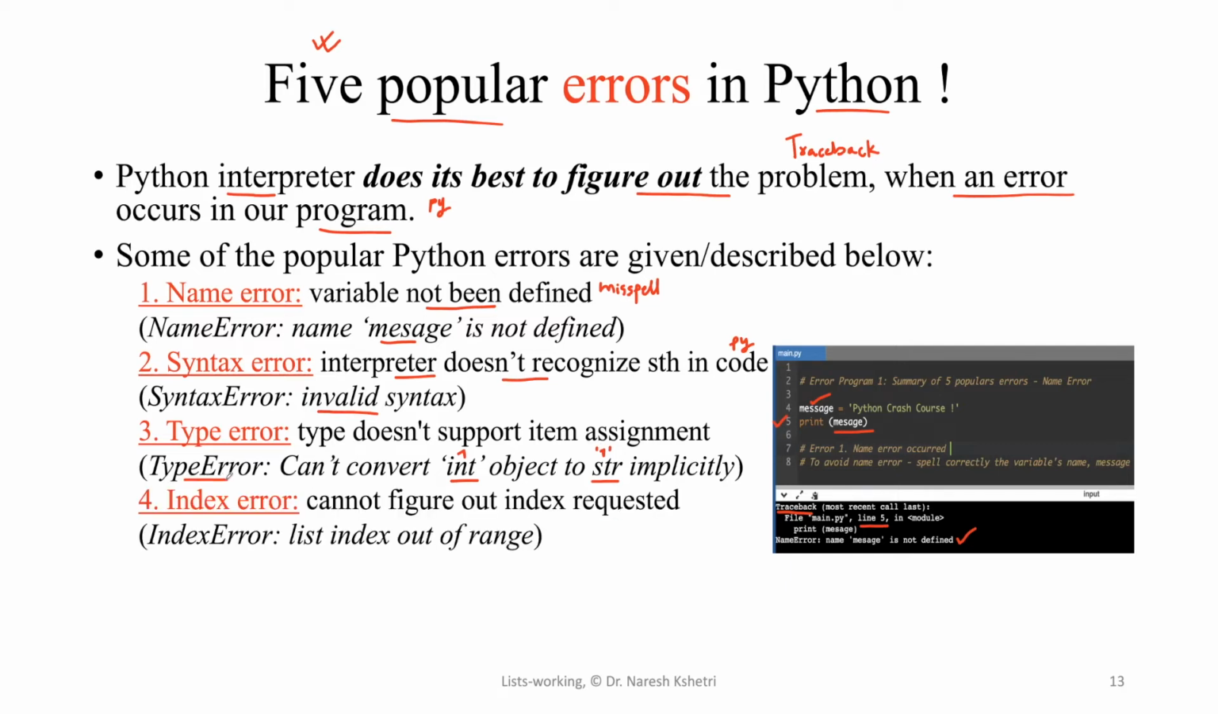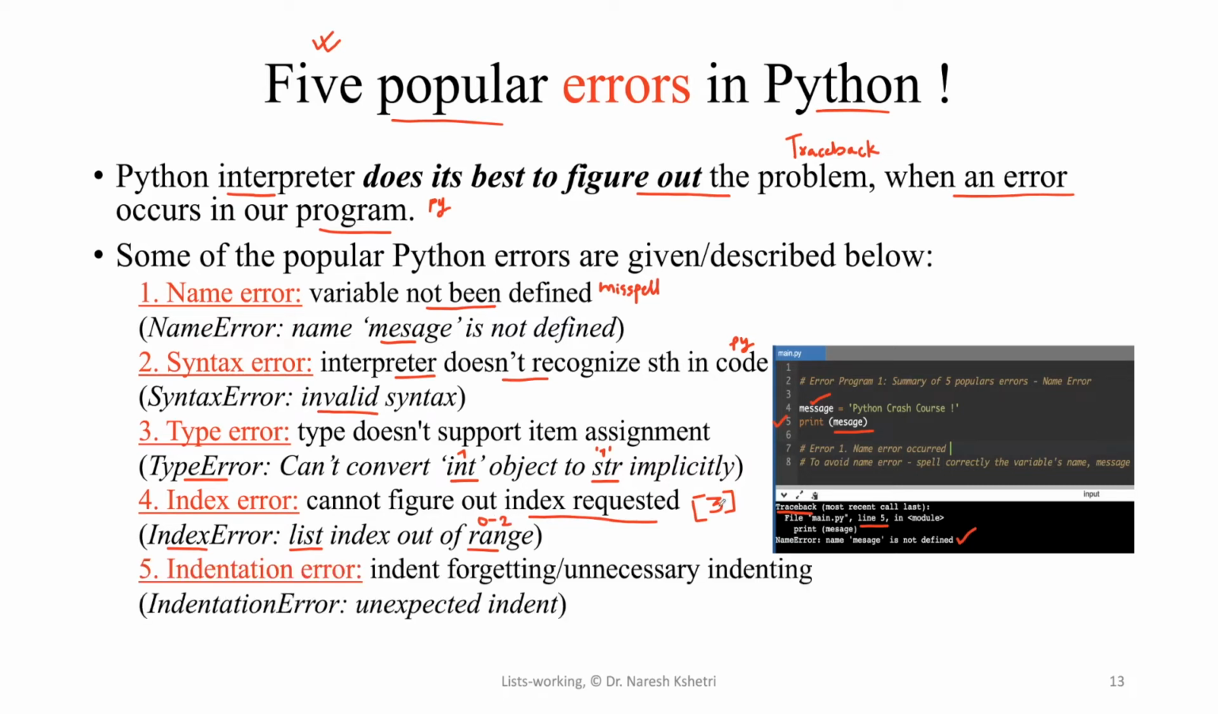The fourth one, very popular with the list data structure, is the index error. We are requesting some index, maybe the item at index 3, but there is nothing at index 3, and it will generate the error and give us the index error. This index is out of range. The range is 0 to 2, and we are trying to extend beyond 2 to 3. So you'll get that error.